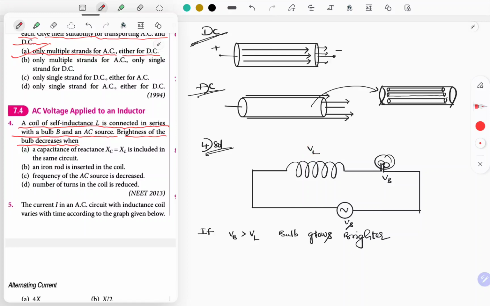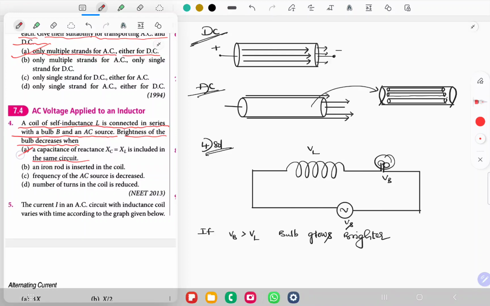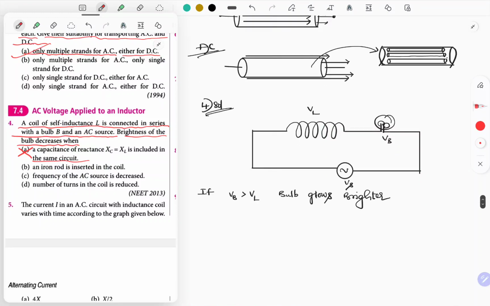Just check it out. A capacitance of reactance XL equal to XC is included in the same circuit, does not change. No need of a capacitor with XL equal to XC, because if XL is equal to XC, the complete voltage across XL and XC will be 0. Total voltage will appear across the bulb, then it will glow much brighter. So that is not suitable.